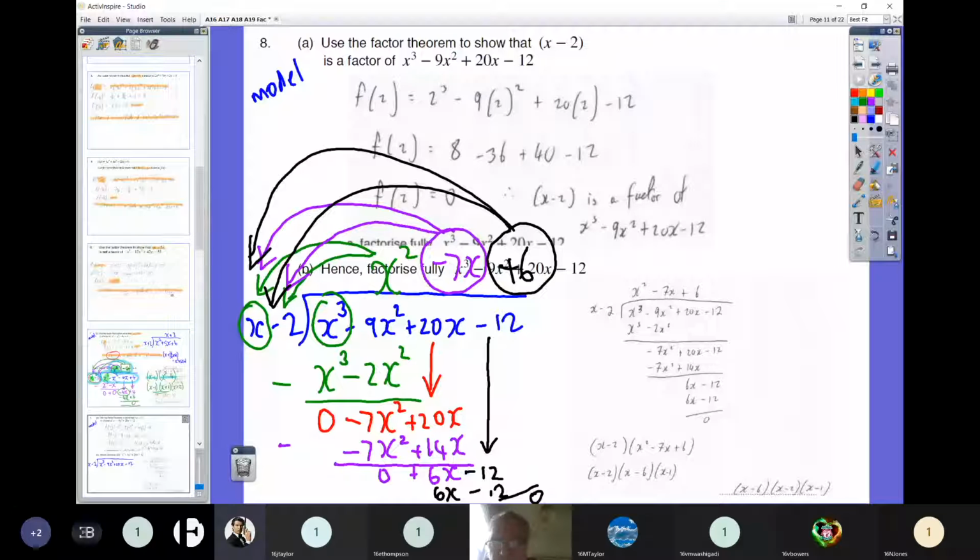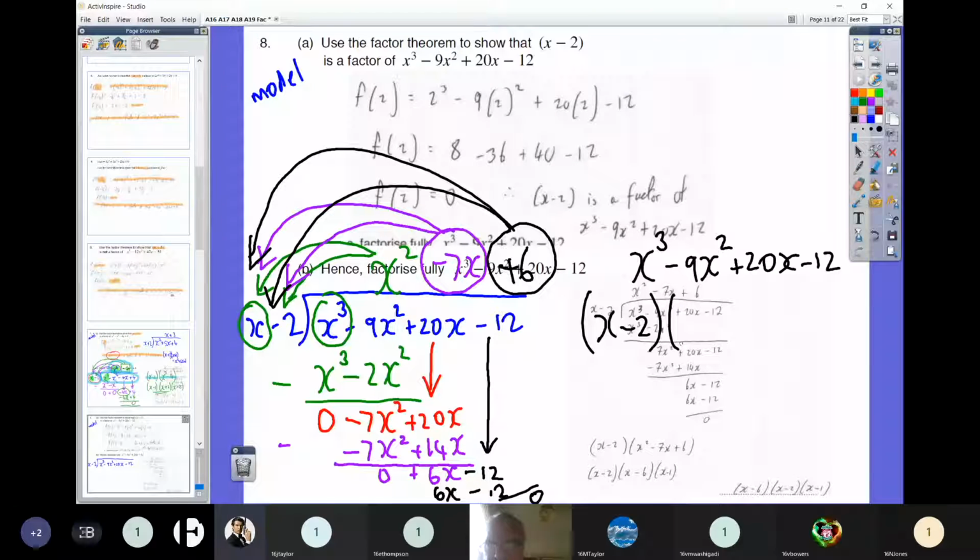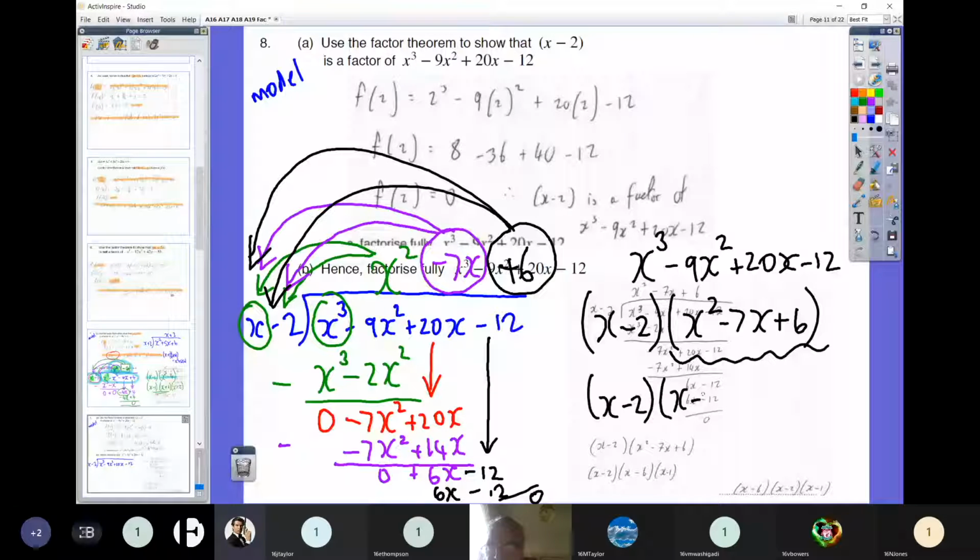So we started off with x cubed minus 9x squared plus 20x minus 12. Now, having done this algebraic division, we've now got two factors. We've got x minus 2 and we've got x squared minus 7x plus 6. And then finally, you would go and factorize that quadratic using your usual quadratic skills. What multiplied gives you 6 adds to be minus 7. So your final answer would be x minus 2, x minus 6, x minus 1.